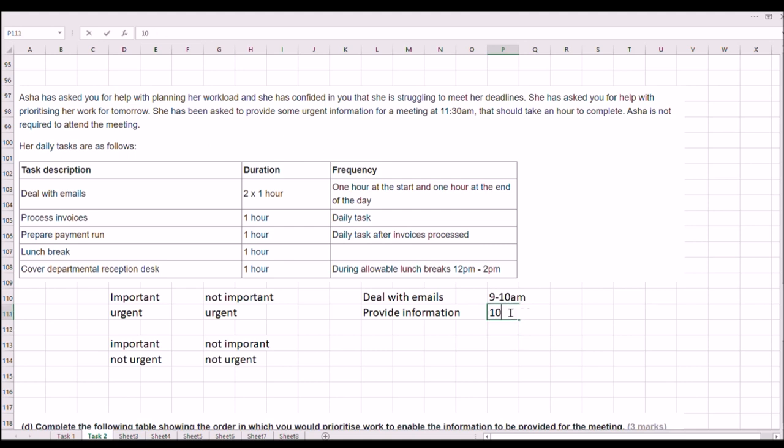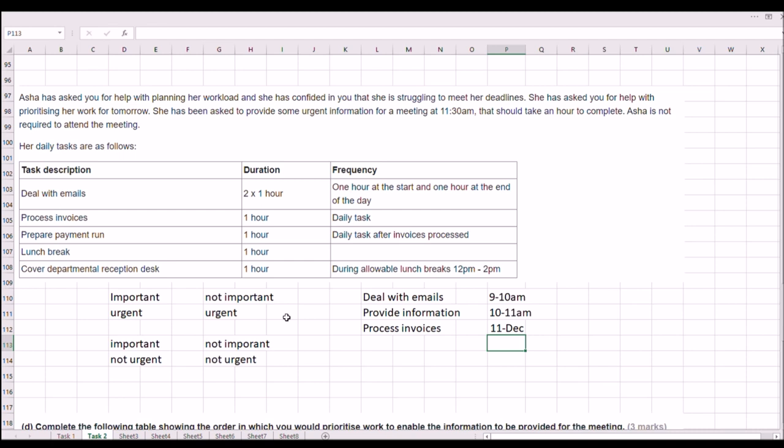That goes 10 to 11, sorry. That's 10 to 11. She's then going to crack on with something else. So what's she going to do next? Well, she can't do the payment run until after the invoices, so she's going to process her invoices next, isn't she? Processing invoices. That's going to be an hour, 11 till 12. Okay, and then she's got her cover desk and lunch. And that is 12 till 2.